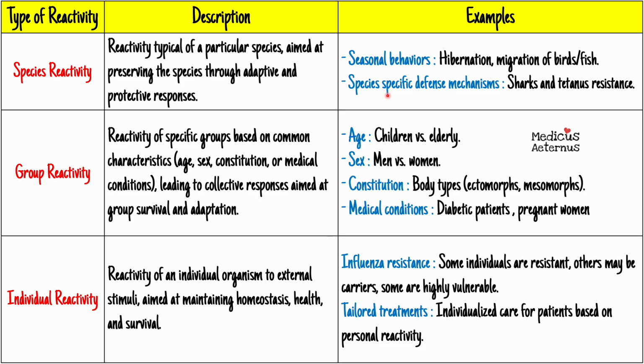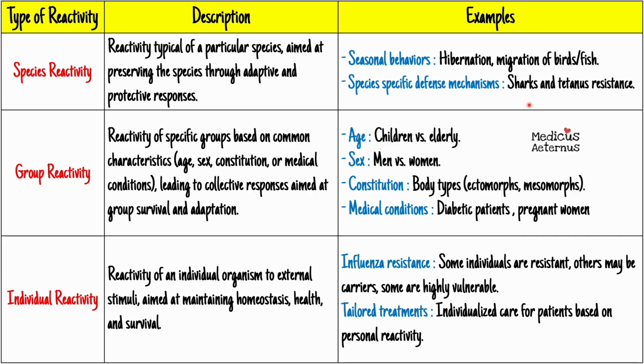Then there are species-specific defense mechanisms. Some diseases don't affect some species. For example, tetanus affects human beings, but in sharks it doesn't. They have resistance against tetanus. The reason is that sharks have thick skin, so the tetanus bacteria cannot go through their skin.